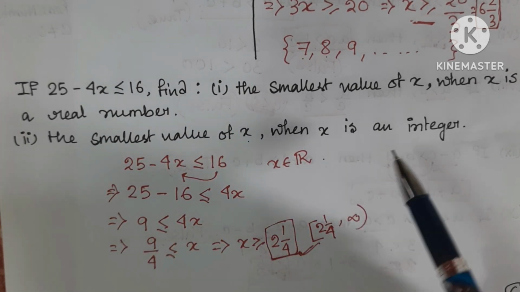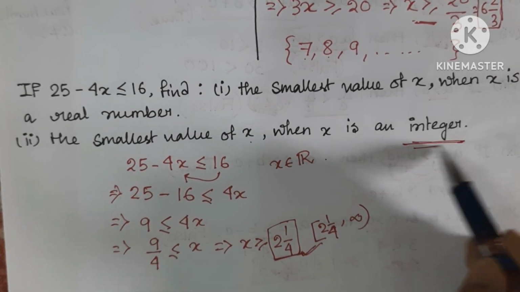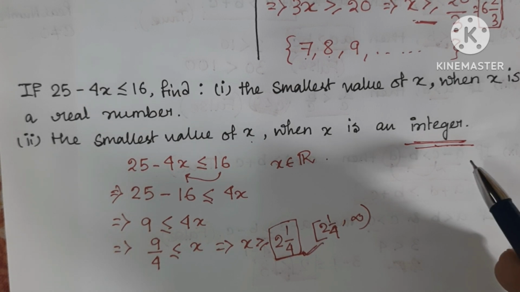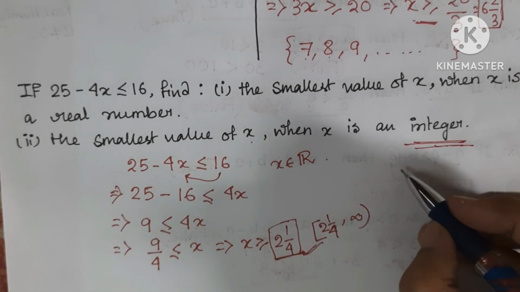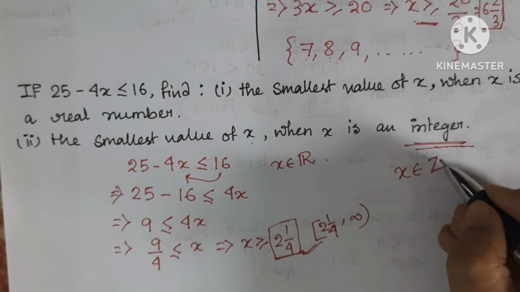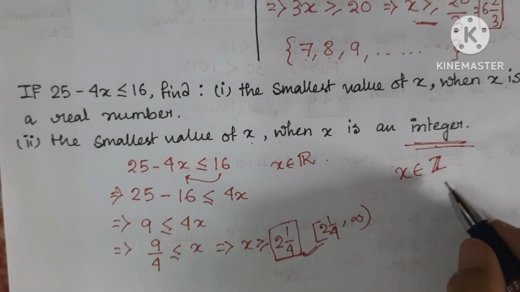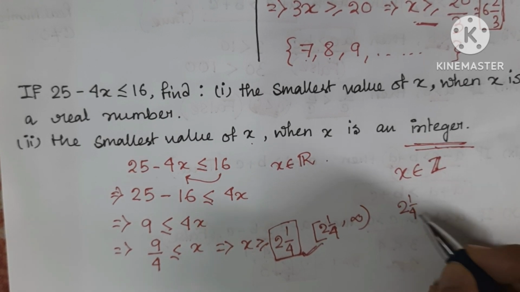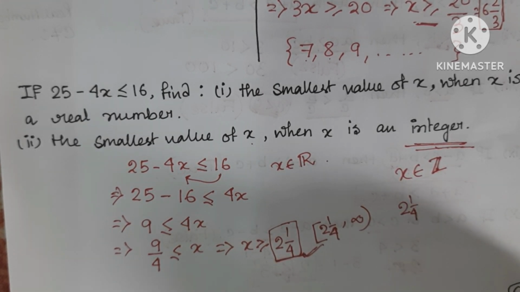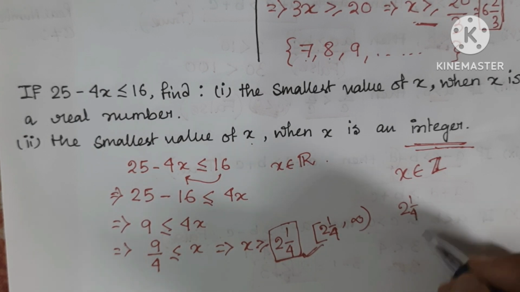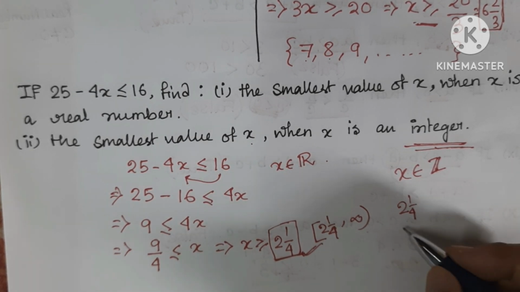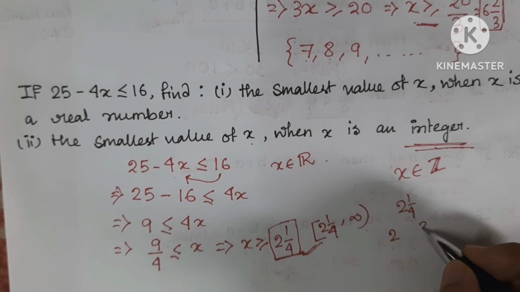Smallest value of x when x is an integer. So here they have changed the replacement set. The replacement set is integers, that means x belongs to Z. Okay. So what will happen? 2 and 1 by 4 is not an integer. So you have to consider the integer just beside this real number. So there are two integers, 2 and 3.